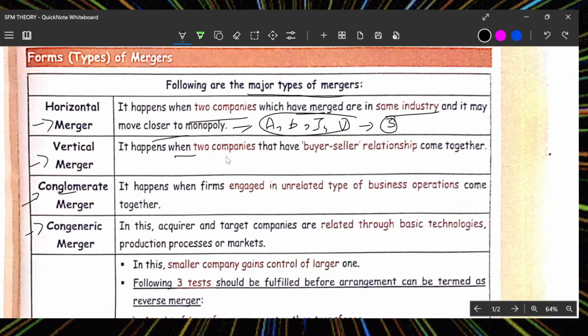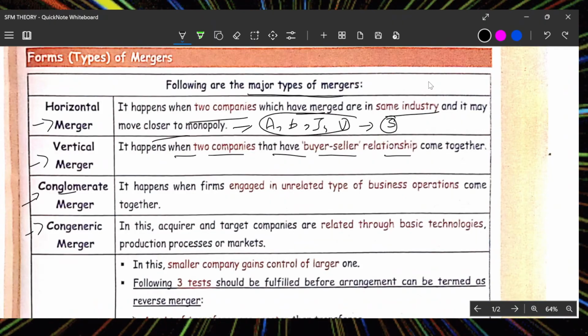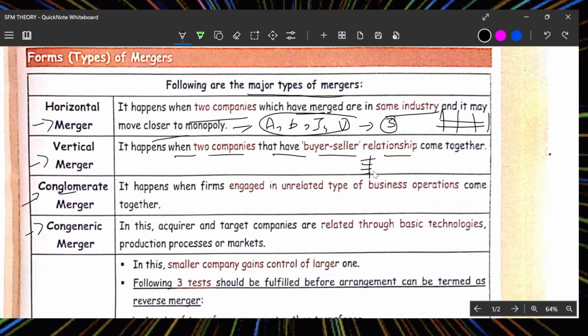Vertical merger happens when two companies that have a buyer-seller relationship come together. Horizontal, these companies merge together. Vertical, if these companies merge together, I'm merging with my distributor.